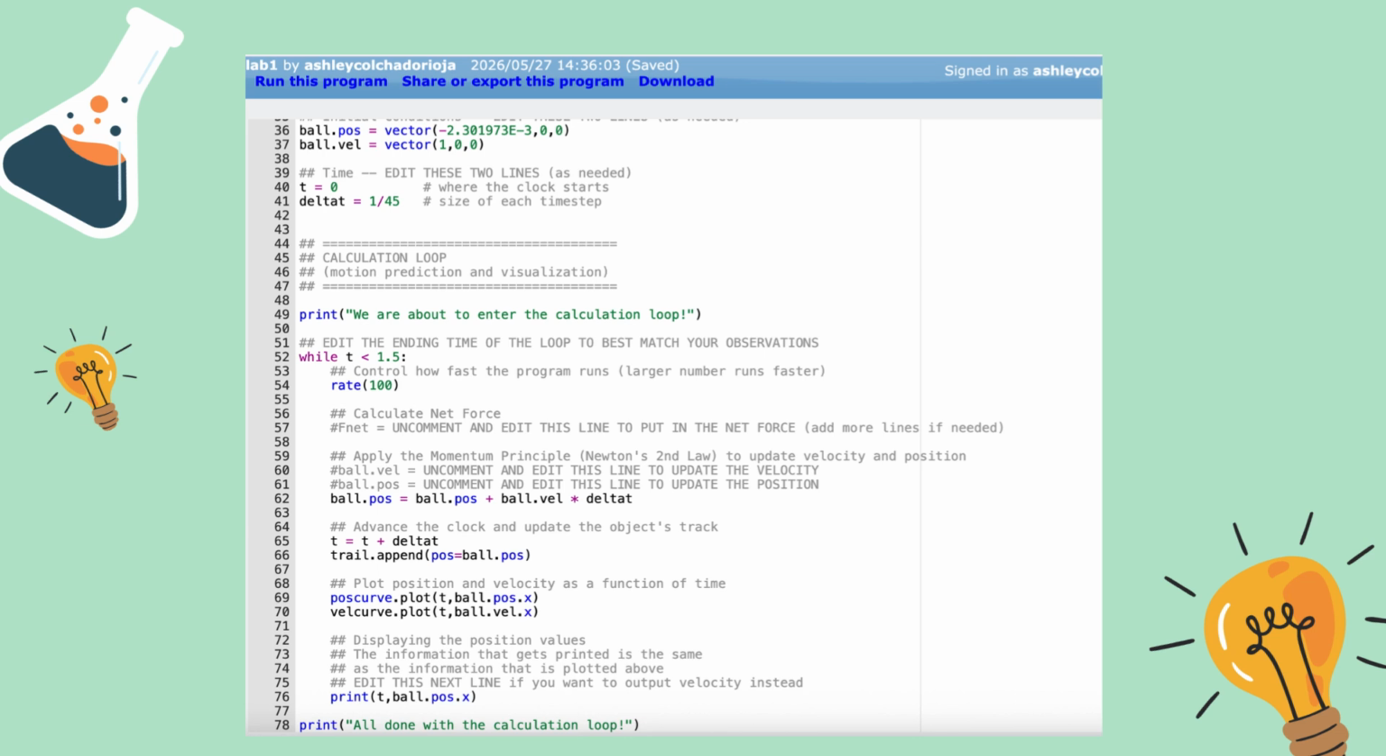And then this is the second half of the computational model, where the only thing I really changed was the ending time of the loop to match my observation, which is 1.5. And then I believe I also edited the momentum principle, which was the final formula that we used, which I talked a little bit about earlier.